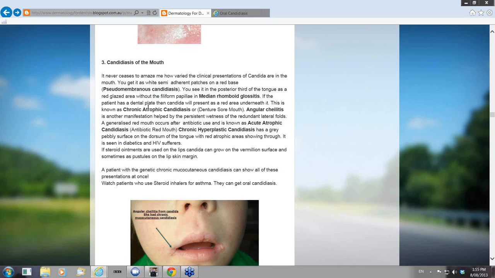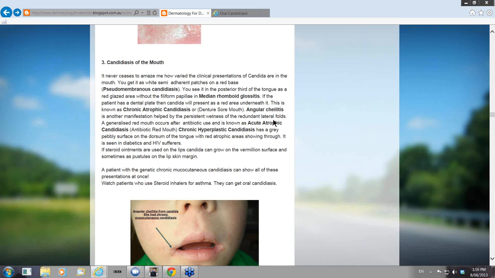Then, of course, if you've got a patient who has a dental plate, then candida can appear underneath that plate, but it will appear as a red irritated area rather than an area that has white exudate on it. So this red area underneath someone who's wearing a plate and who isn't taking it out and cleaning the mouth, that's likely to be an erythematous form of candidiasis. I think the other name they give to this is chronic atrophic candidiasis, or denture sore mouth.